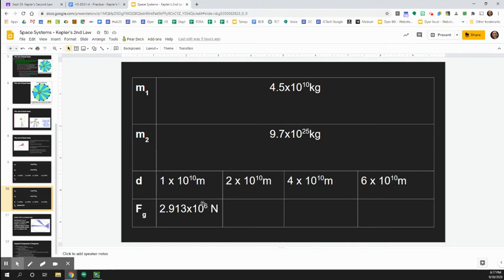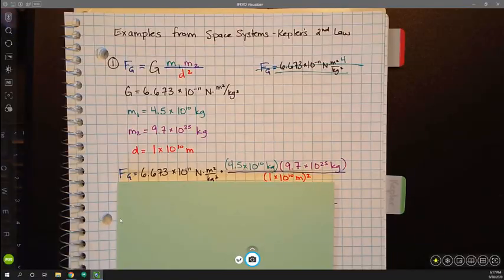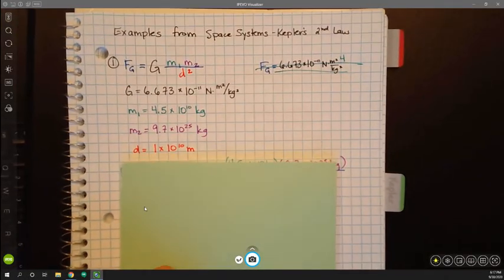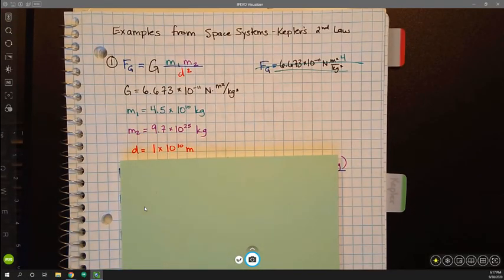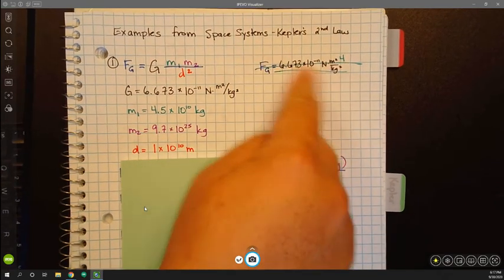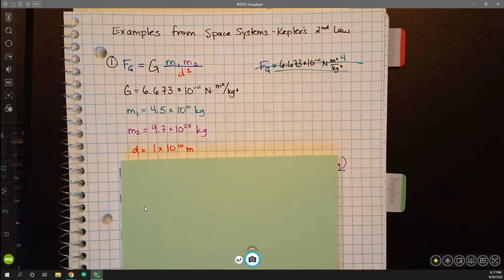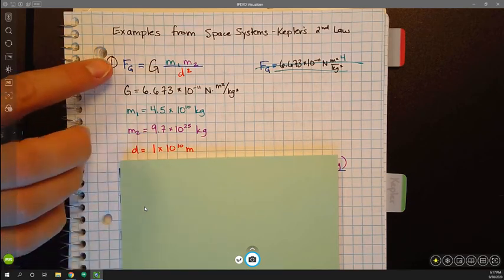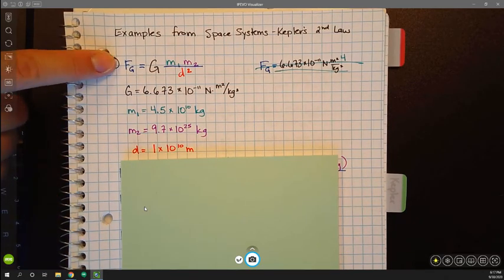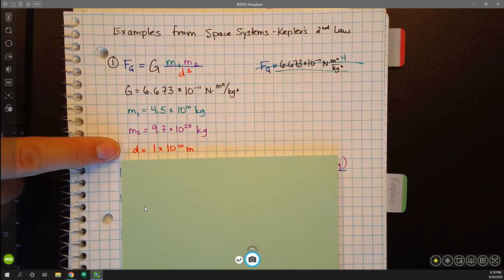Okay, so how did I get this number right here? I'm going to switch this over to my notebook, and I'm going to go through this whole process with you. Ignore this right up here. I thought I had space to write out the problems. I did not. What I talked about in class today is that it is always a good thing to write out the formula or formulas that you're going to use, and it's a good thing to write out your givens.